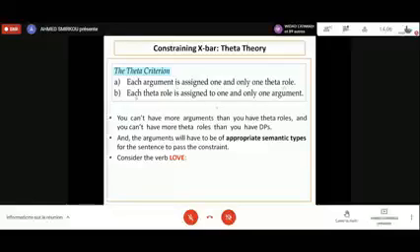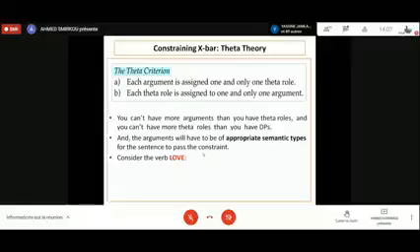Or you can start from the top. You can say each theta role is assigned to one and only one argument, which means the first theta role, which is experiencer, is assigned I, and the second theta role, which is theme, is assigned the index J.